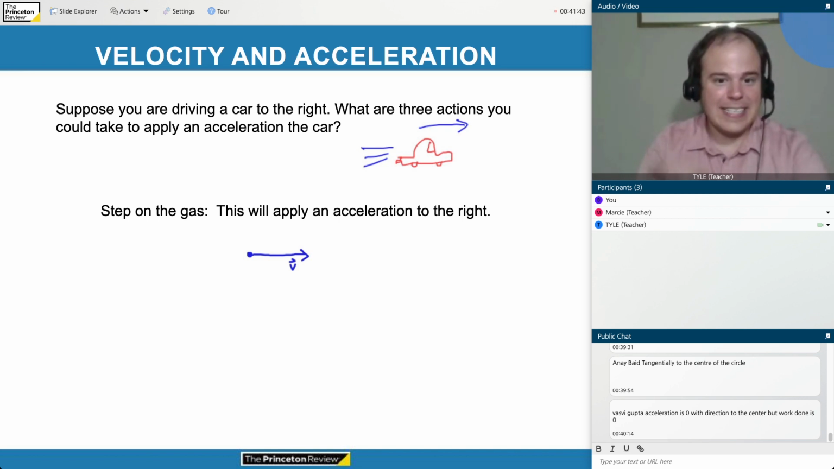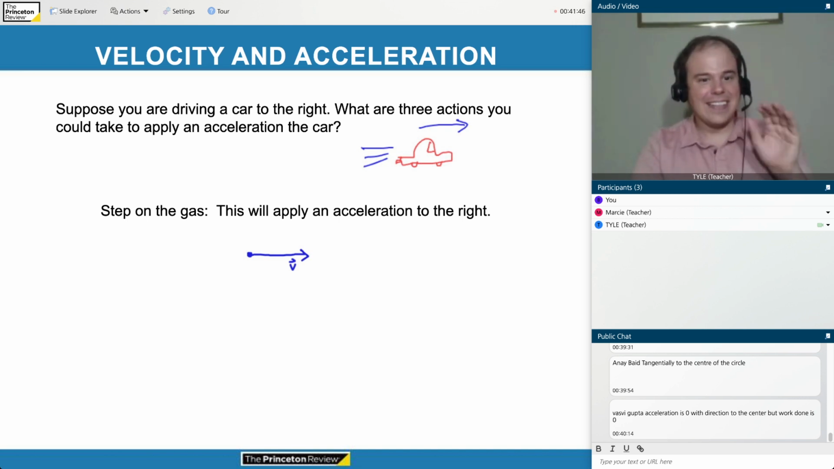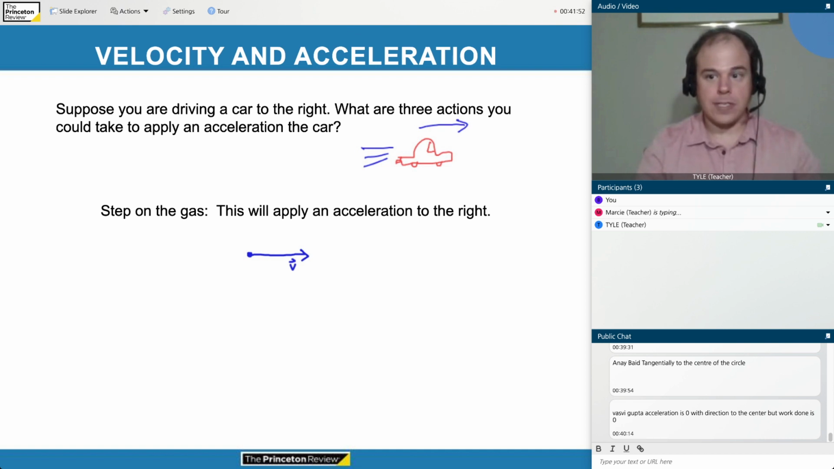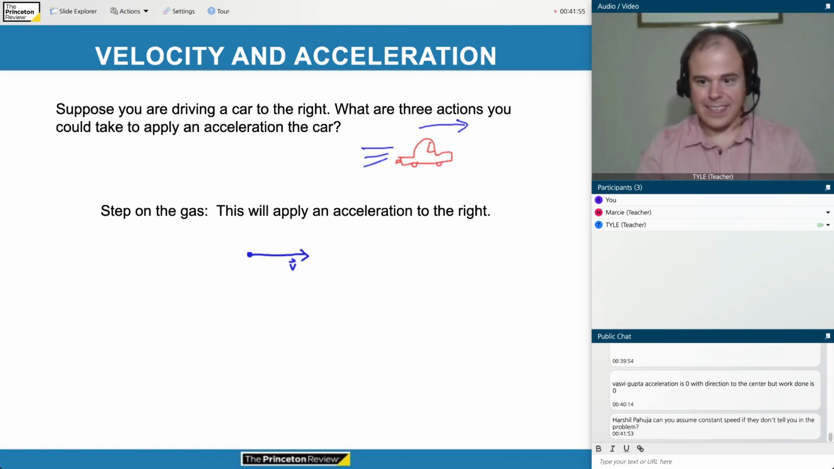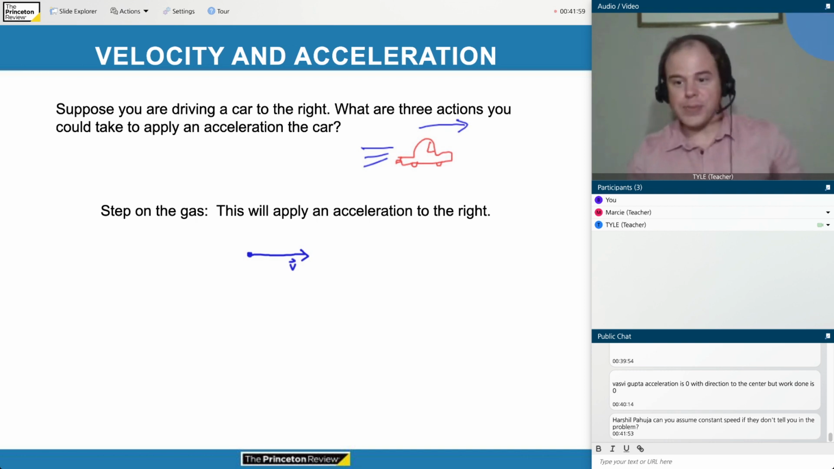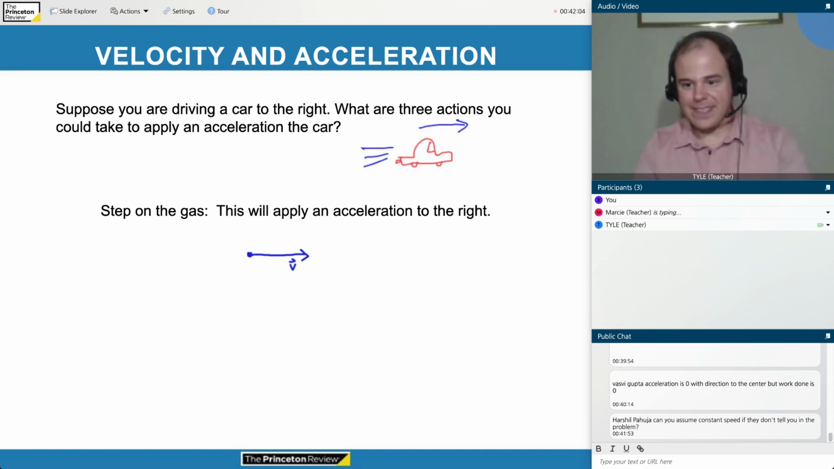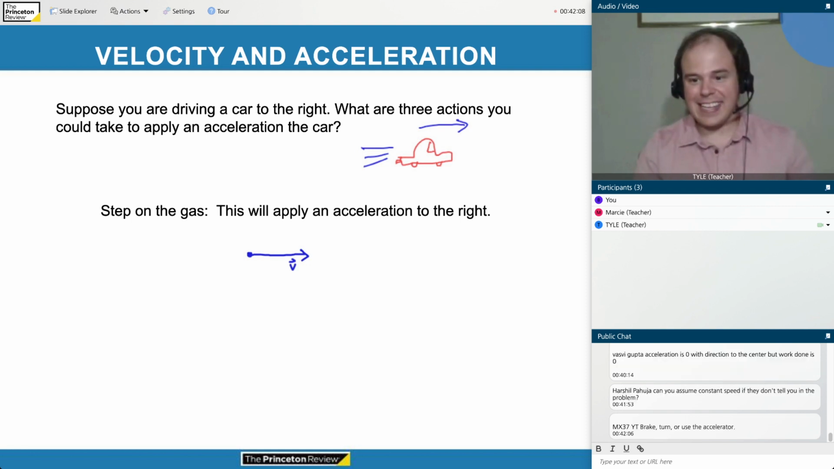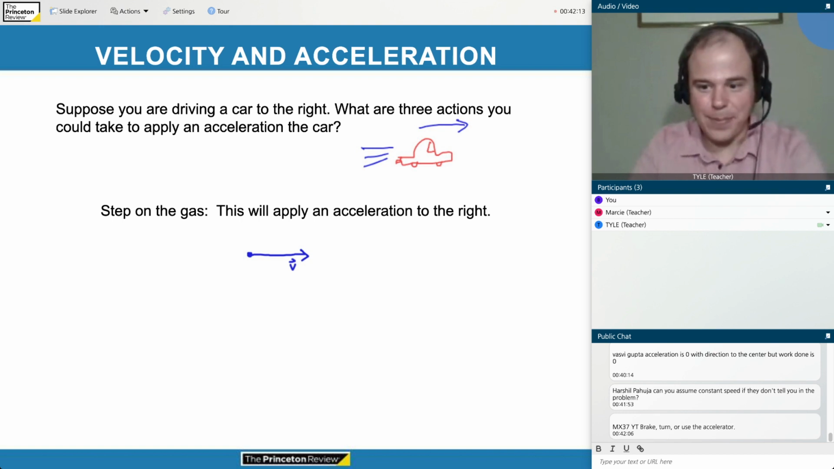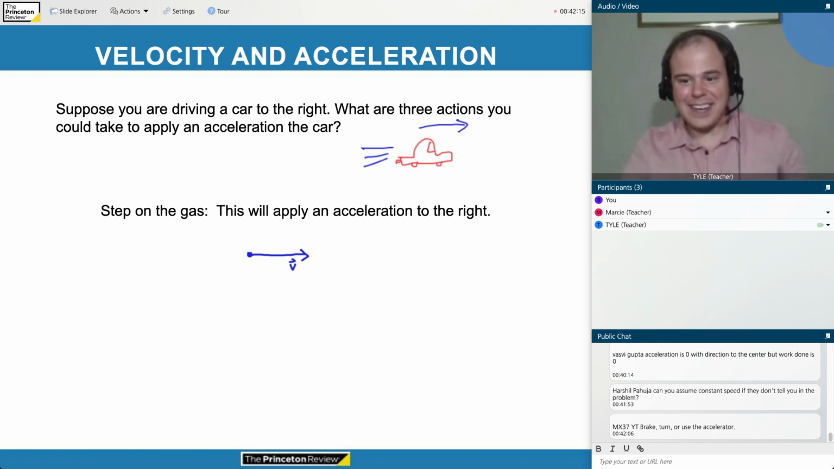One idea is we could step on the gas. All right, so stepping on the gas will apply an acceleration. If the car is moving to the right, stepping on the gas will speed the car up, right? Oh yeah, good question, Harshal. No, the question really should tell you assume constant speed. I think I just said that verbally when we were talking through the problem. So yeah, you're right. The question should say constant speed. That's a very good question. A very good point. Yeah, good.